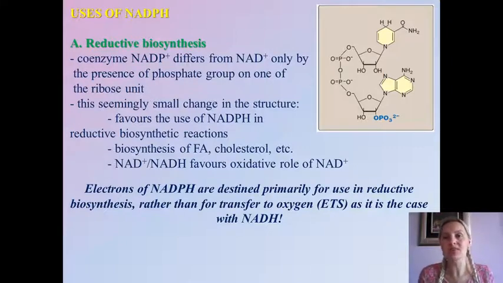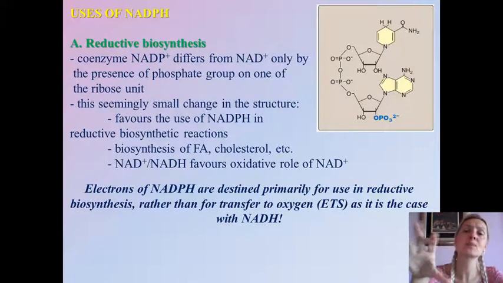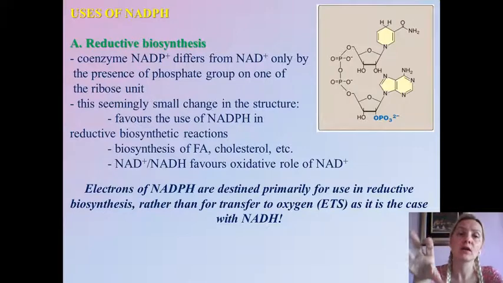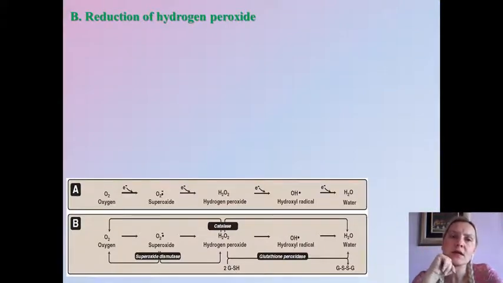So to conclude, something that you probably know, electrons of NADPH are destined primarily for use in reductive biosynthesis rather than for the transfer of oxygen to oxygen in ETC, as it is the case of NADH. So this is one of the dominant roles in reductive biosynthesis. But this is not the only one. Another one is also important, and that is the reduction of hydrogen peroxide.